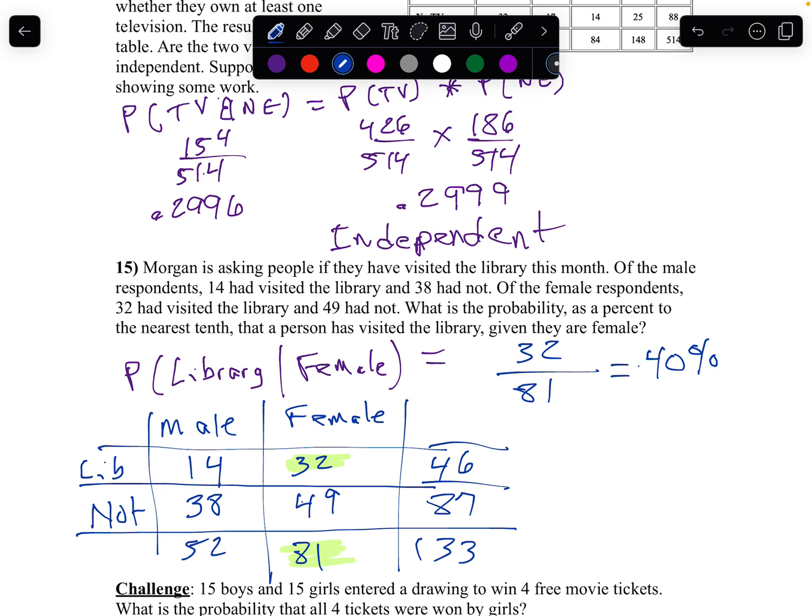Woohoo! We're done. Challenge you got to do on your own. I don't think I assigned the challenge. Well, maybe I did, depending who you are.